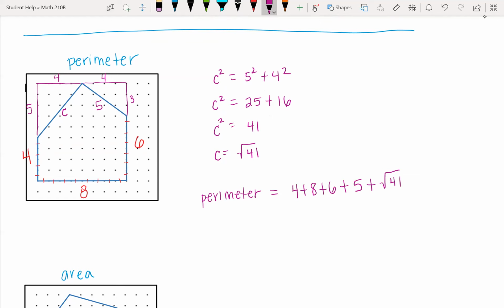The exact answer would be 23 plus the square root of 41. And the approximate answer in decimal form is 29.4 units.